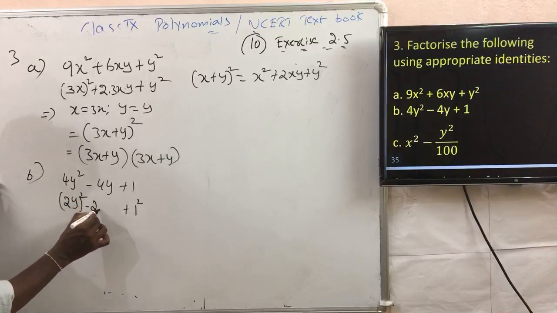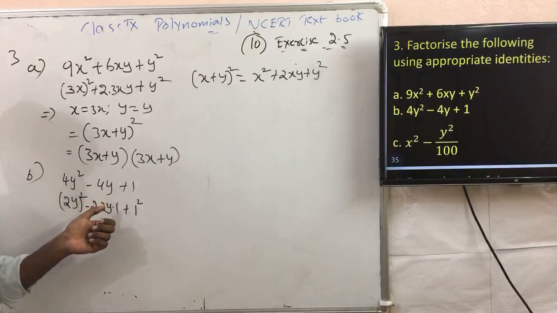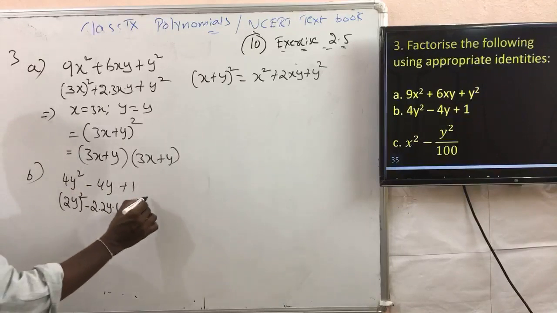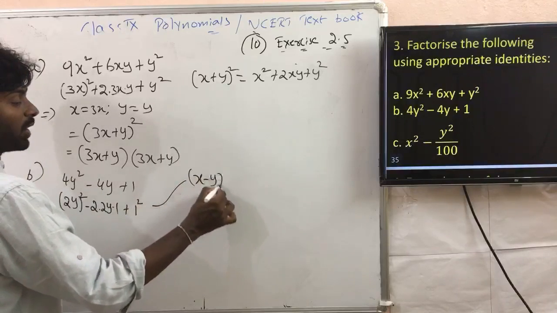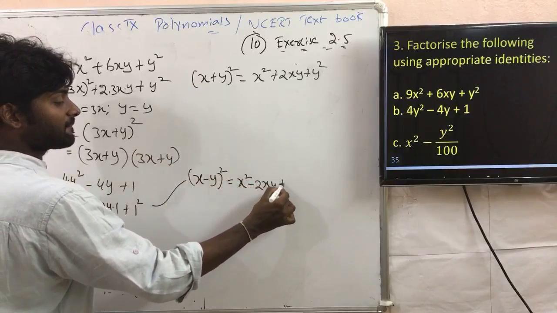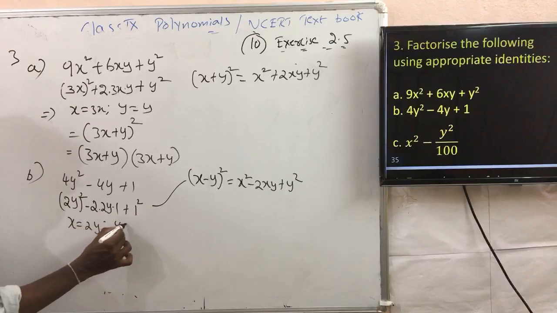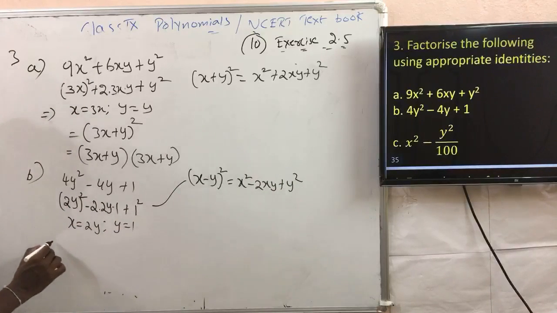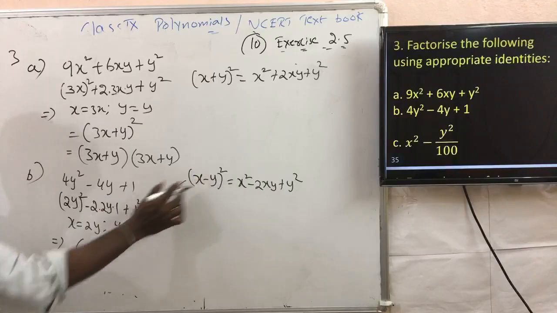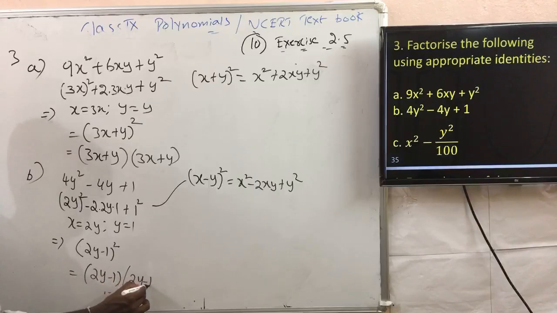So minus 2 into, what is x here? 2y. What is y? 1. Observe, go back here. Minus 2 into 2, minus 4, into y into 1, y itself. So now it is in the form of x minus y whole square, which gives rise to x square minus 2xy plus y square. Here x is 2y and y is nothing but 1. Now we can write this in the form of x minus y whole square. That means 2y minus 1 whole square, which can be written as 2y minus 1 into 2y minus 1.